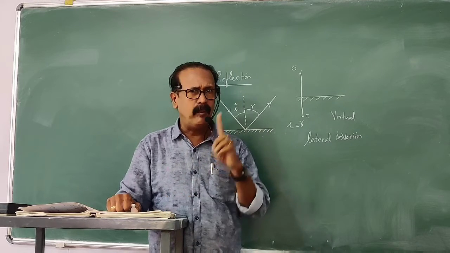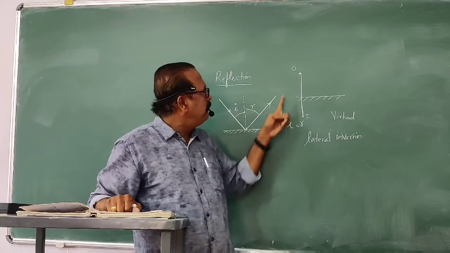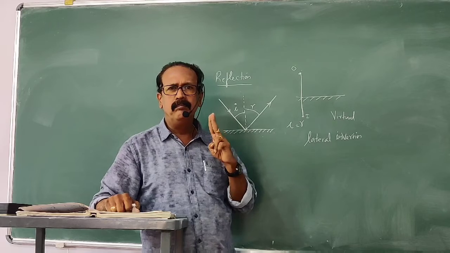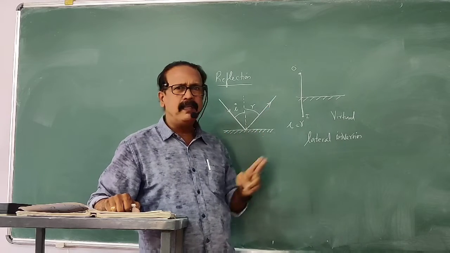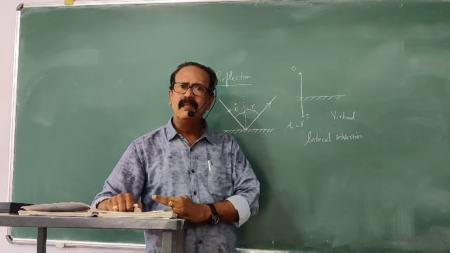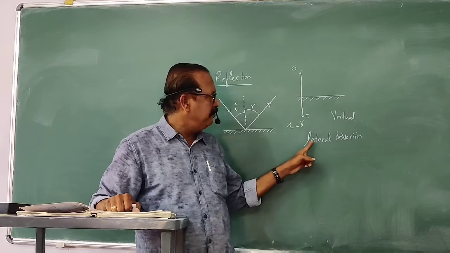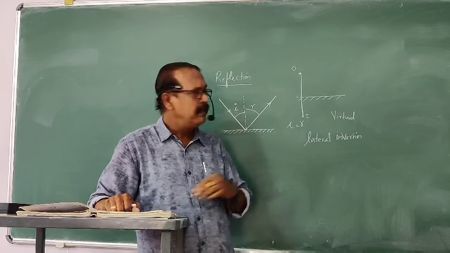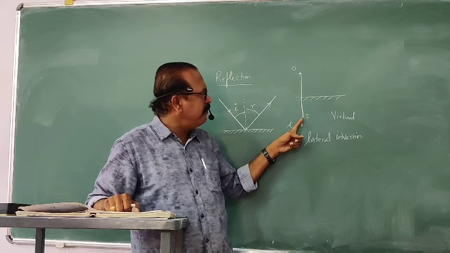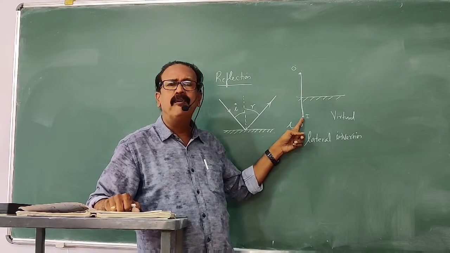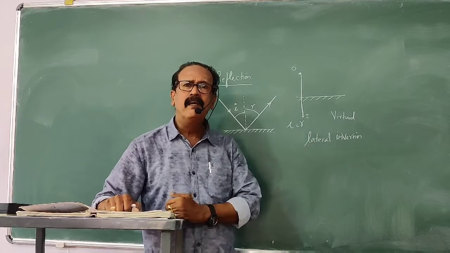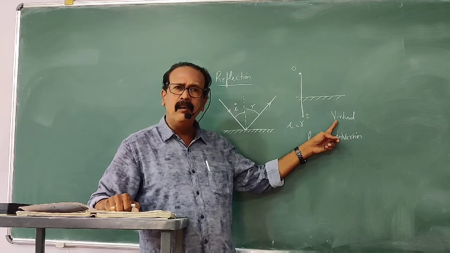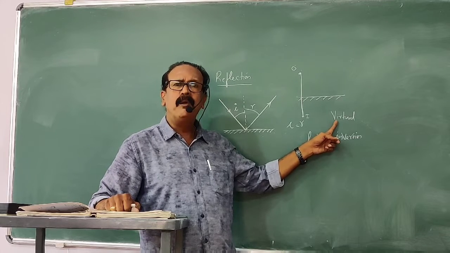What are the 4 properties? 1. The object distance and the image distance are equal. Number 2. The image undergoes a lateral inversion, which means the left side appears to be right. Third, the size of the object is the same as the size of the image. And 4, the image formed is virtual. Virtual means the image can be seen only but cannot be obtained on a screen.